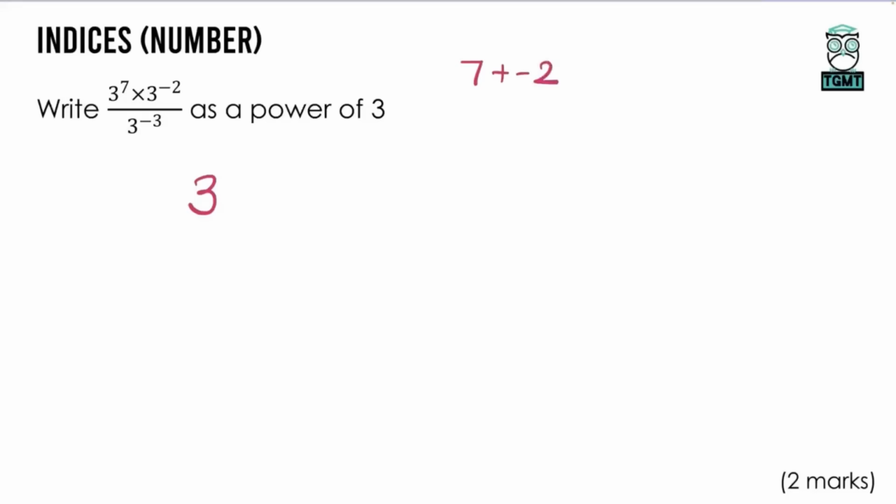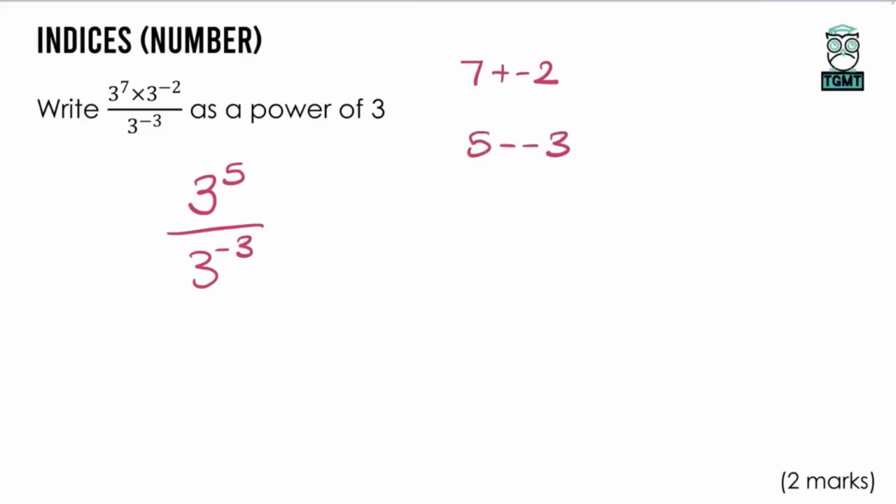You can do that on the calculator, but it comes to 3 to the power of 5. We then have 3 to the power of negative 3 on the bottom. Now, when we are dividing, we can subtract the powers. So the next calculation that we need to do is 5 take away negative 3.